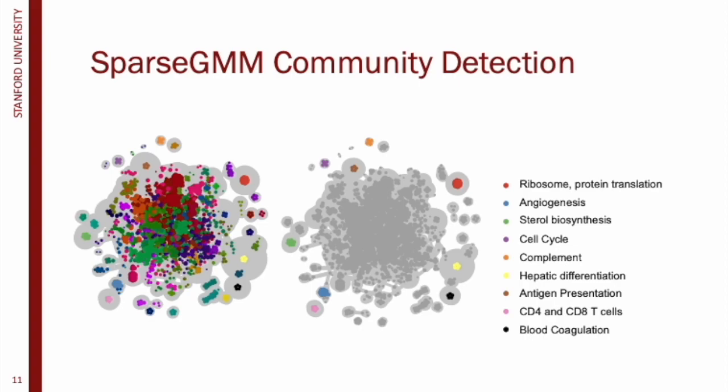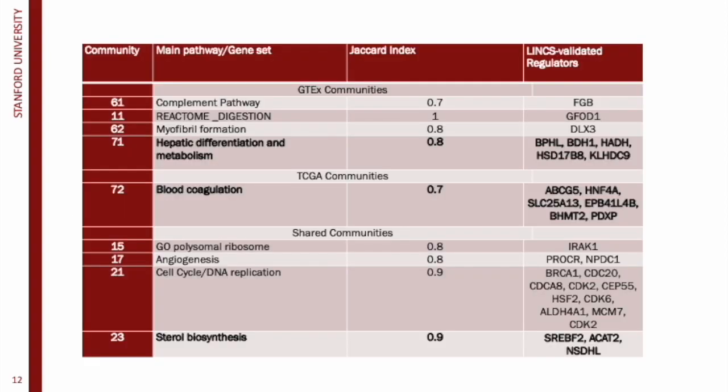We combine normal and cancer modules to uncover shared biology between two types of tissue. We discovered 72 communities, 22 of which were identified to be robust using community detection. In this table, we see robust communities with Jaccard index greater than or equal to 0.7 and their LINCS validated regulators. The main pathway of each community was revealed through gene set enrichment analysis against MSigDB collections.